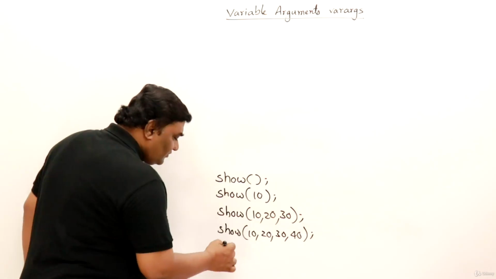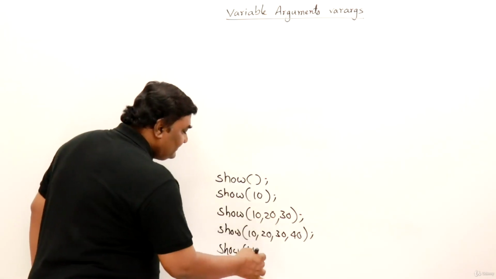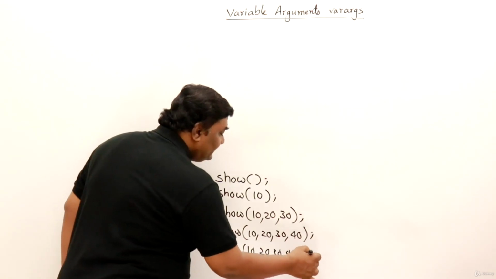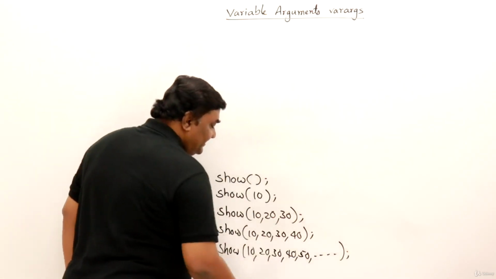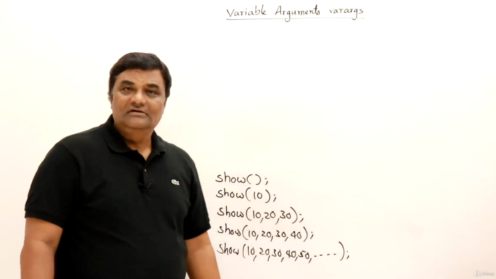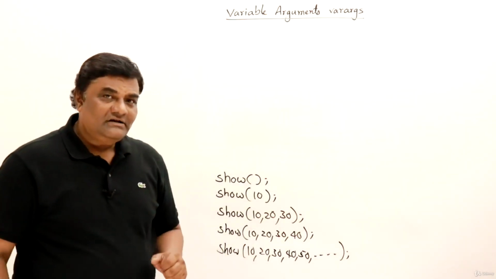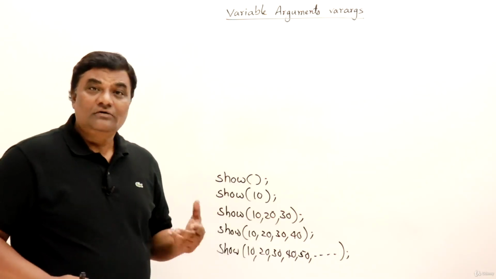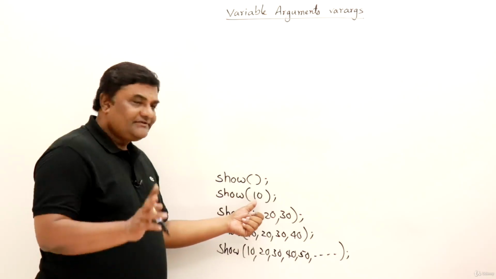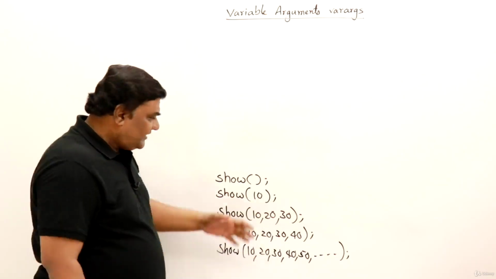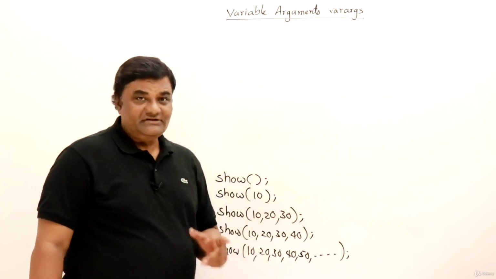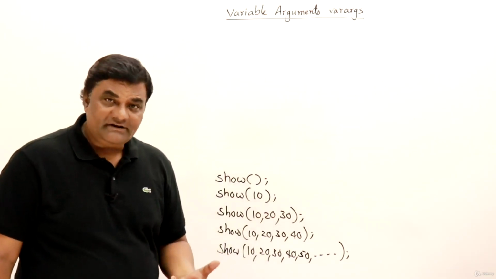So if I want to call this method show 10, 20, 30, 40, 50 and so on, I want to pass many parameters. As many parameters I pass, the method should work. So how is it possible? Just now we saw method overloading. So this is one method, show, without any arguments. This is with one argument, this is with three arguments. So I should write so many methods, right, with a different number of arguments. So this is possible with method overloading.